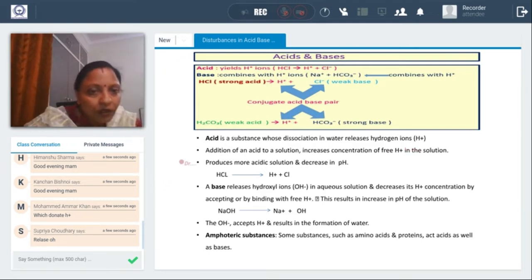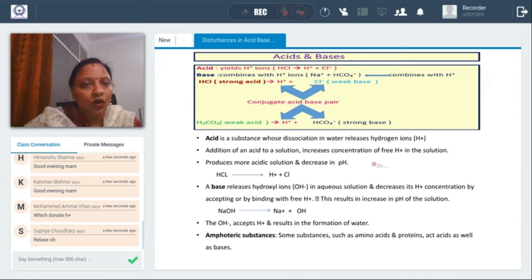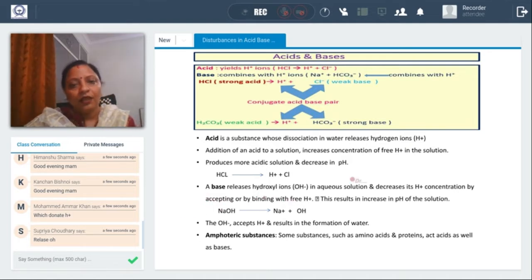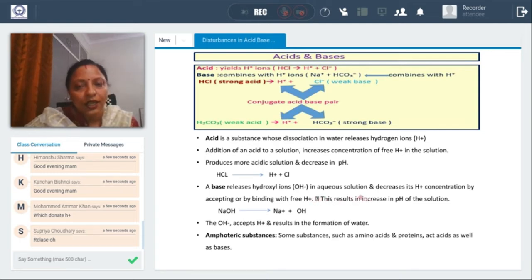Okay. Addition of an acid to a solution increases the concentration of free H plus in the solution. So it produces a more acidic solution, and this is an important line, that it leads to a decrease in pH. HCl is a strong acid, you all know. It dissociates into H plus and Cl minus. Likewise, a base releases hydroxyl ions, OH minus, in aqueous solution and decreases its H plus concentration by accepting or binding with free hydrogen ions. So base gives OH minus, acid gives H plus ion.